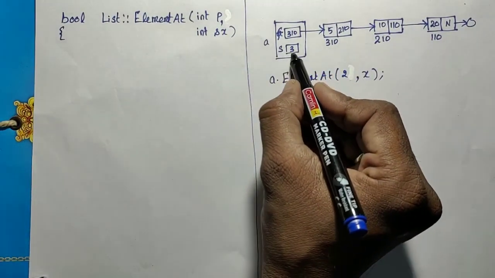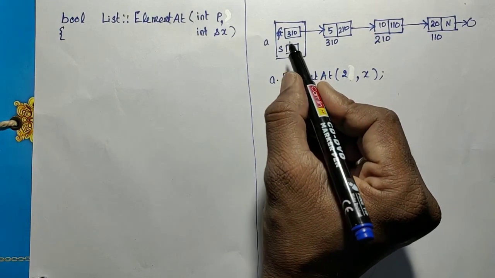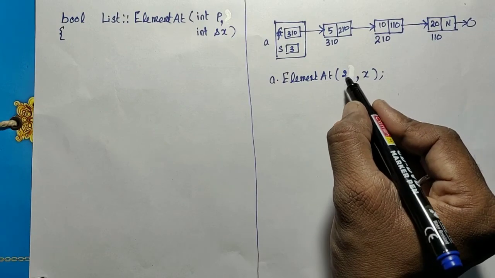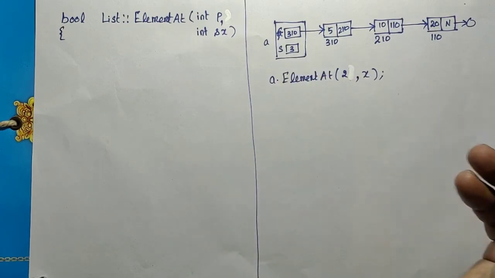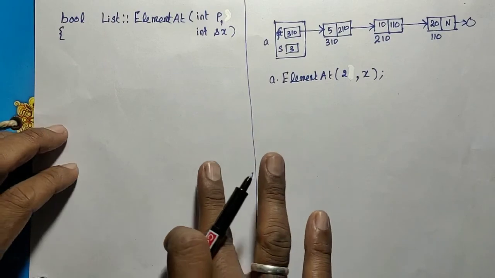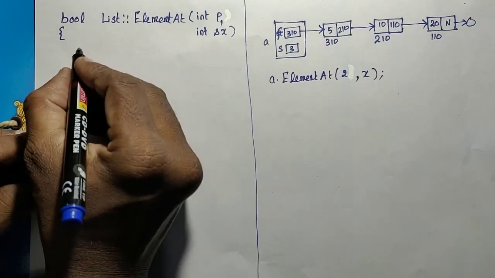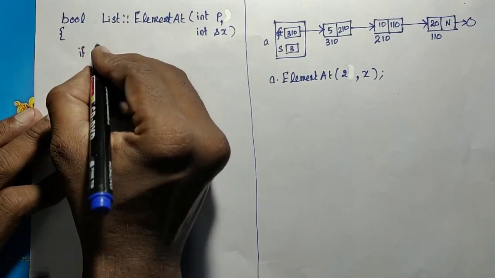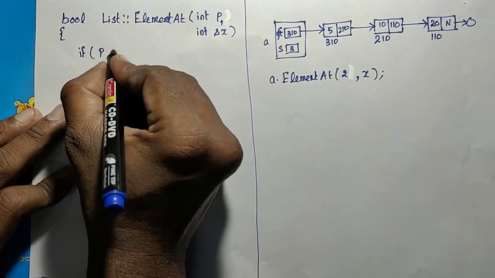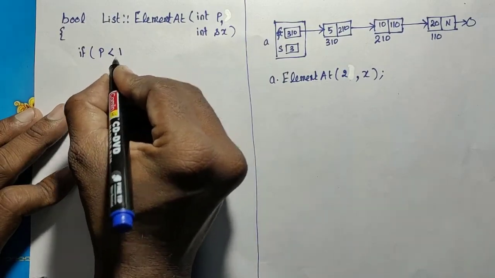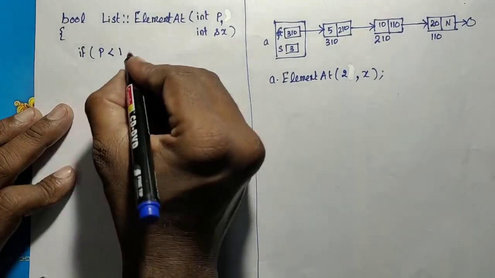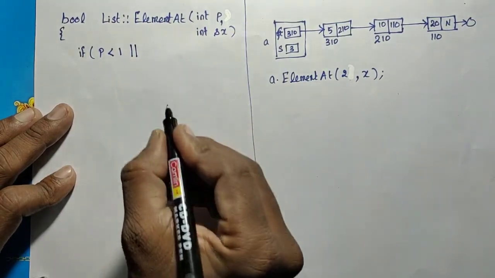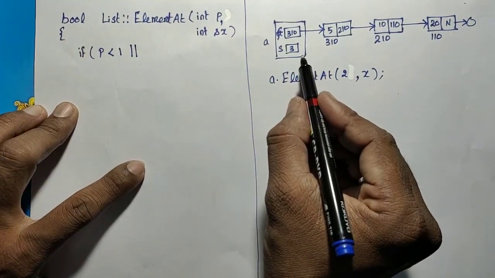That is, if the position is less than 1, 0, minus 1, minus 2, like that, if the user gives it, that is also invalid. Similarly, beyond that size, 4, 5, 6, that is also invalid. So that we are going to check here. That is, if the position is less than 1, that is 0 or minus something, or the position greater than its size.